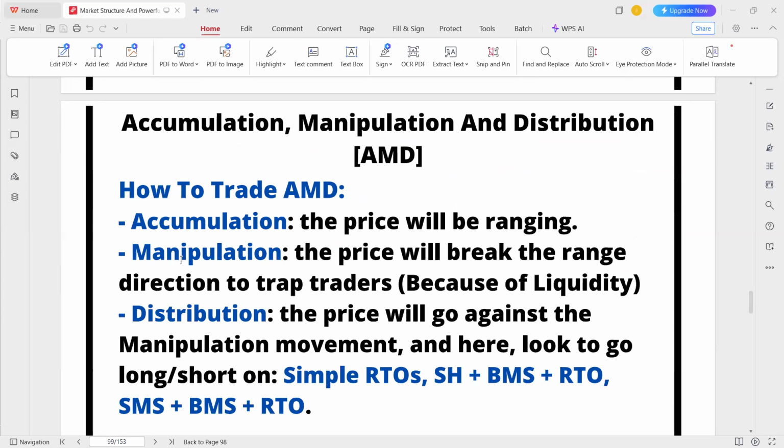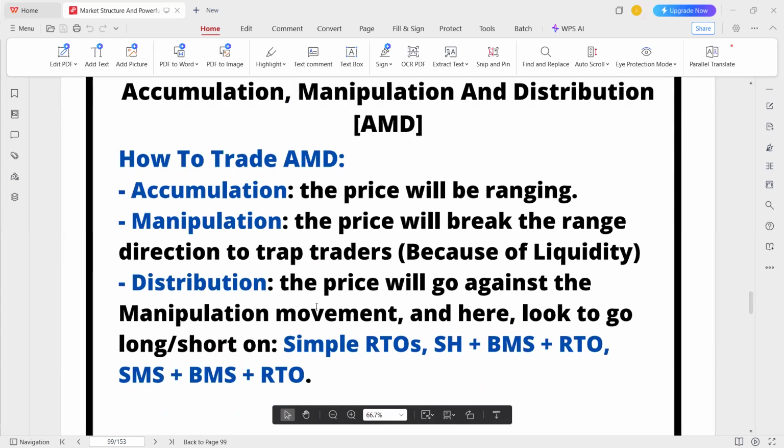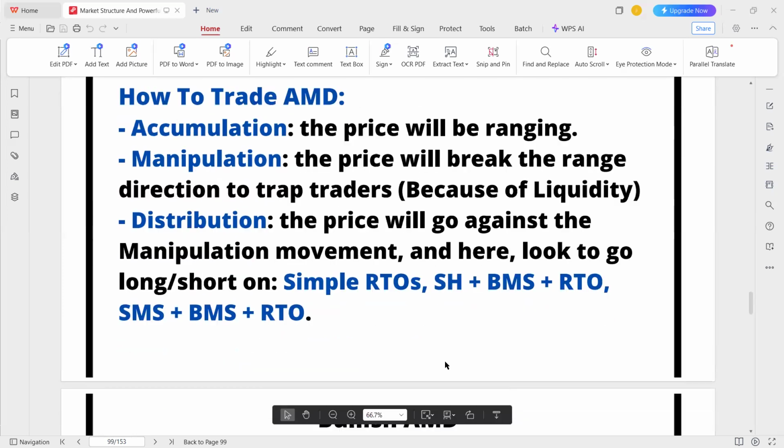You want to identify accumulation, whereby your price is ranging. Then you want to identify the manipulation, whereby the price will break the range, which is the accumulation part. Once you get the break of that range direction to trap the traders, then we anticipate the distribution. On distribution, this is where price will go against the manipulation, and here you look to go long or short, just depending on what you're seeing.